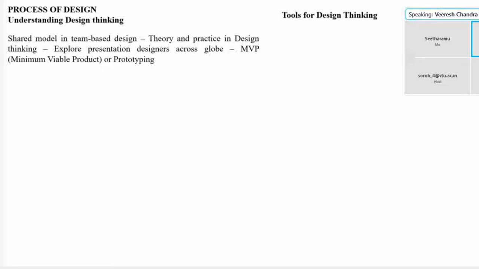You will present it in front of the customer. If he says, okay, you're going to build your end product on the basis of this minimum viable product only. But when I say prototype, we again have two types of prototypes. I'll explain when I enter into the third module. So anyway, this is the difference between them.